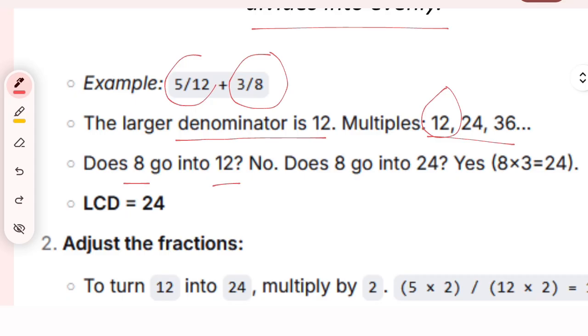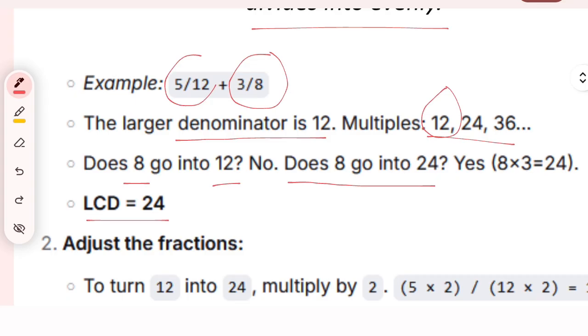So we go to the next one. Does 8 go into 24? Of course, yes, because 8 times 3 is 24. That means 24 is also a multiple of 8. So 24 is okay for 12, and it is also okay for 8. Therefore, the LCD of 12 and 8 is 24.